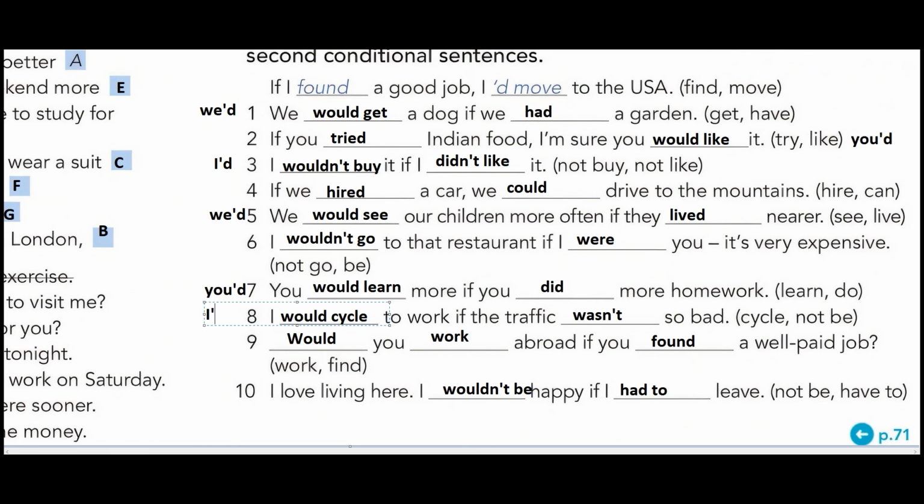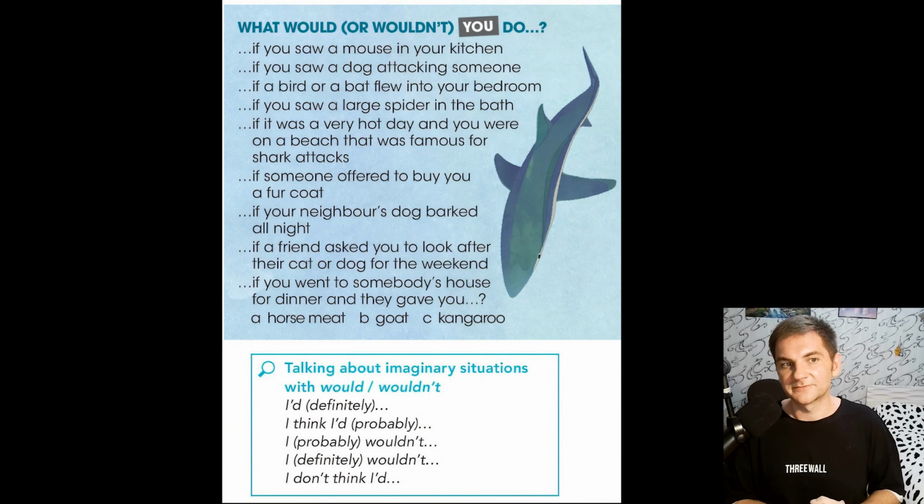I'd cycle to work, yeah. In questions, we don't contract anything here. And I wouldn't be happy. Again, wouldn't is already contracted. Okay, let's move on. Part number 5, speaking, the info box. Talking about imaginary situations with would or wouldn't. I'd definitely do something. I think I'd probably do something.